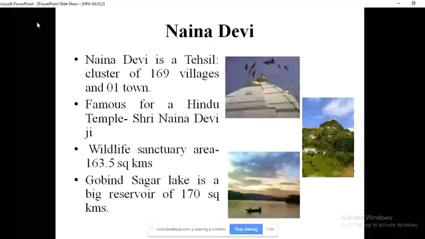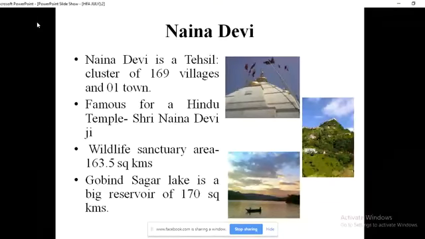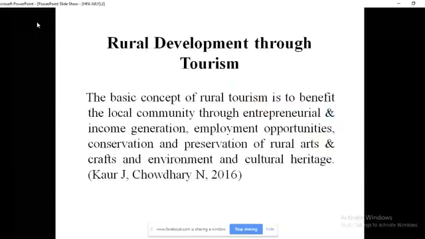So, Naina Devi is basically a cluster of 169 villages and one town. Its famous motif here is a Hindu temple dedicated to goddess Naina Devi. That's why the name comes Sri Naina Devi Ji. It has a wildlife sanctuary area of 163.5 square kilometers and a Govind Sagar Lake that is a big reservoir of 170 square kilometers. A large number of waterfowl birds come here annually for that reservoir.